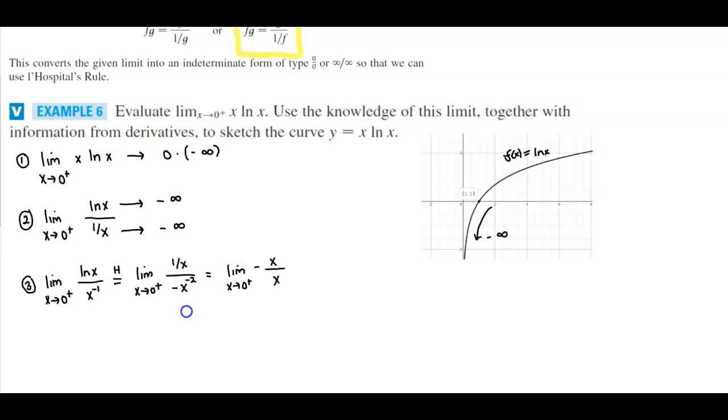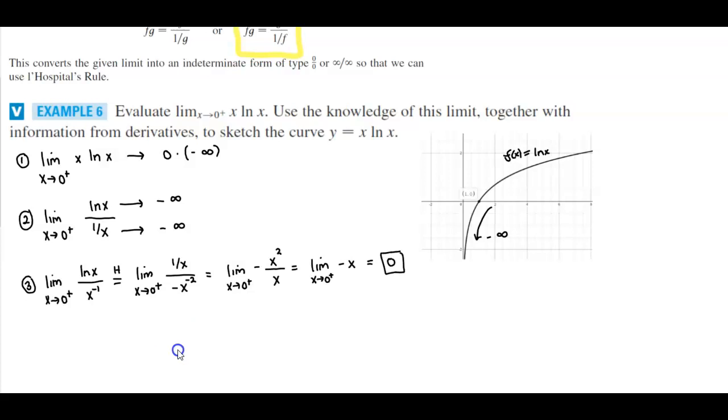So that's negative x squared over x. And now we can simplify that a little further. So we have the limit as x is approaching 0 from the right of negative x. And so now what we get is, when we apply this limit, we get the limit of 0.